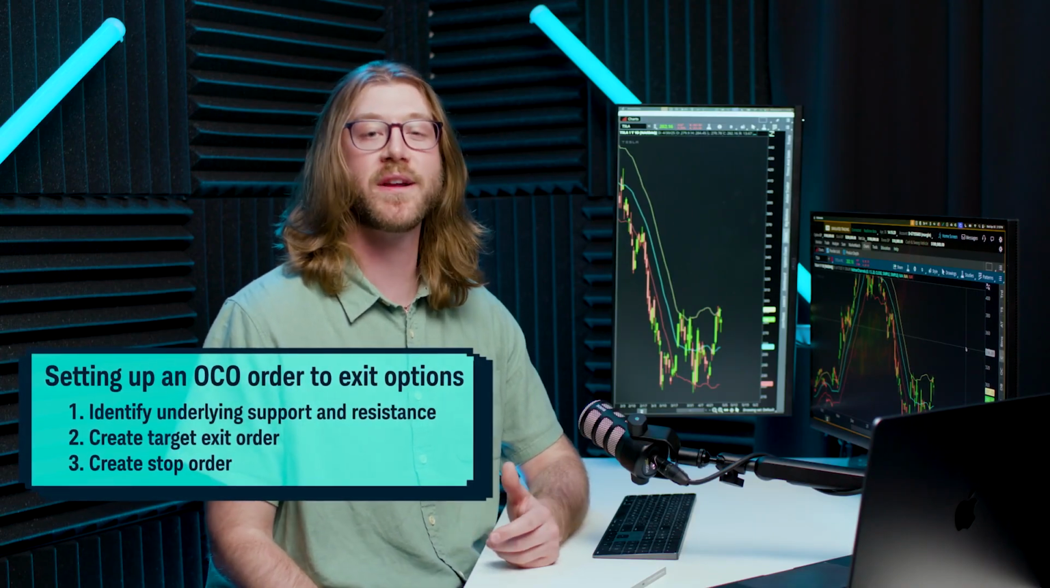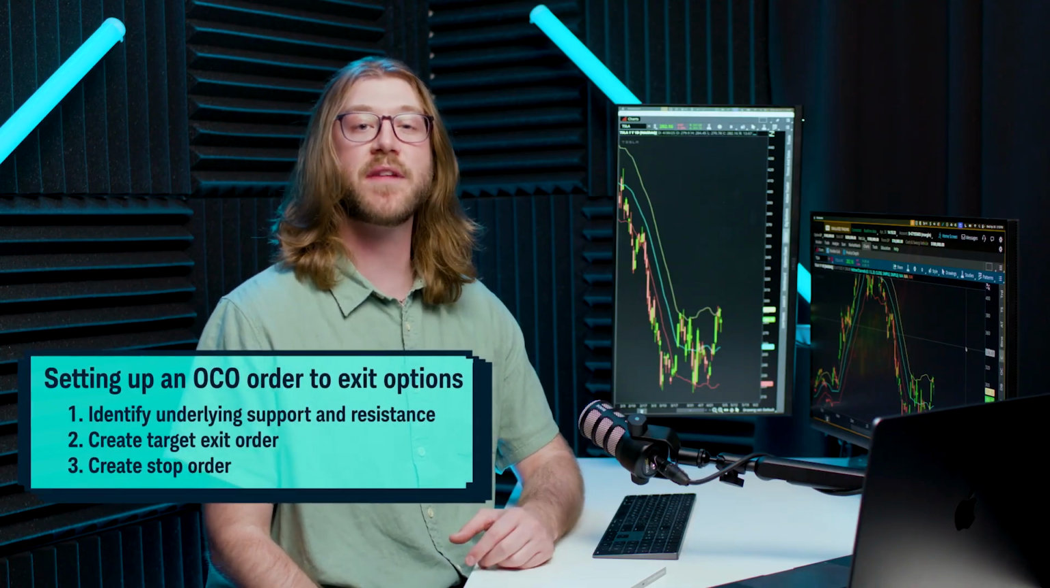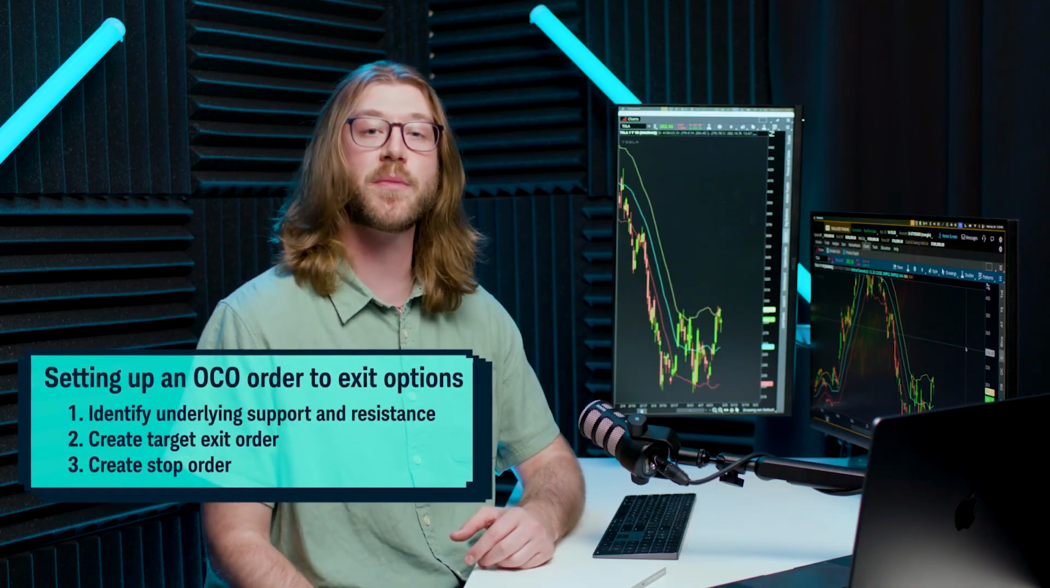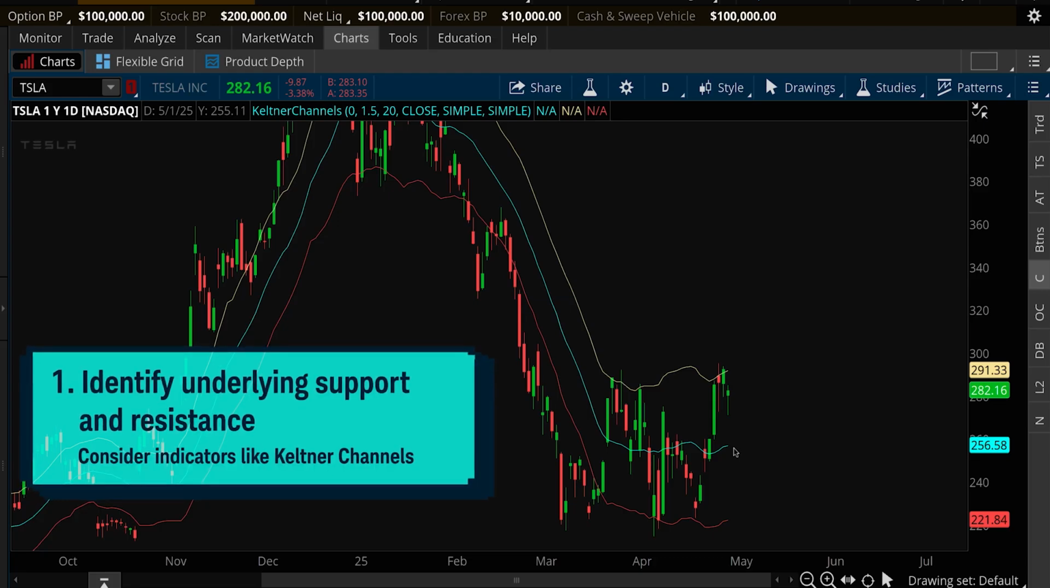We're going to be taking a look at an advanced order type called first triggers OCO, or one cancels the other, and we're going to use that with a price condition based on the underlying stock price to determine our exit signal. Let's jump to thinkorswim. So let's get started by looking at our chart here. We're going to use Tesla as our example today.